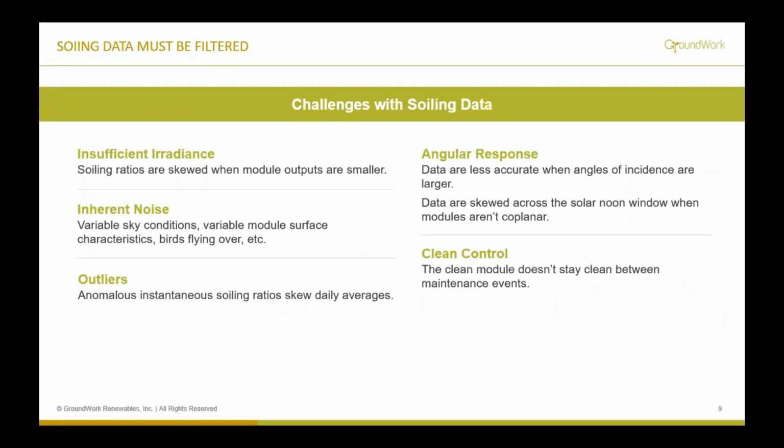One thing that the standard doesn't touch on is this clean control idea. The standard assumes that the clean module is clean and the soiled module is soiled. Well, the clean module doesn't stay clean. For example, if you're doing weekly maintenance events, by the time you get to the end of the week following maintenance, that clean module might have accumulated soiling at the same rate as a soiling module. So your soiling ratios are going to be skewed, and I'll go into more detail on that.